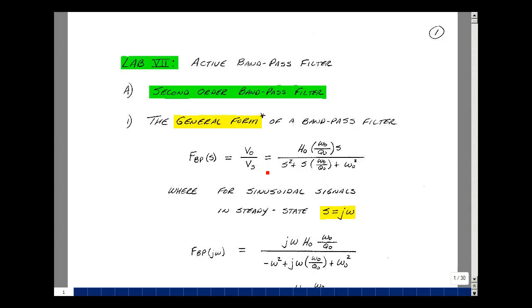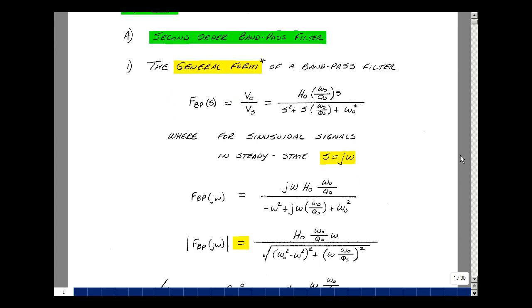So we have a transfer function, in our particular case, an output over an input voltage, and that's equal to some H naught omega naught over Q naught times s over s squared plus s times omega naught over Q naught plus omega naught squared. Now for sinusoidal signals, s is equal to j omega, so we could substitute that back in for s.